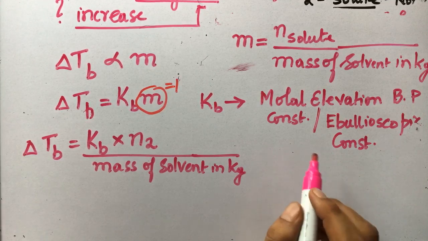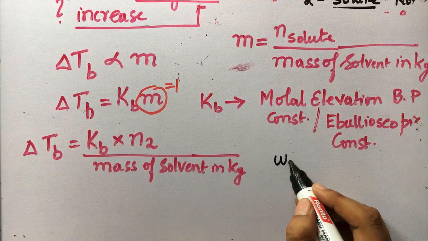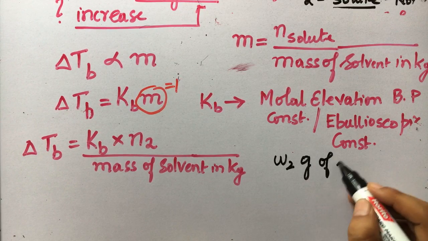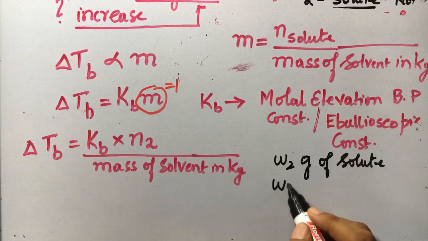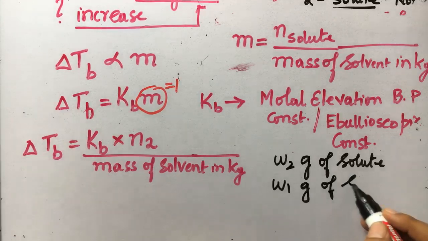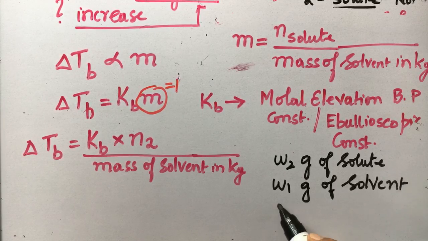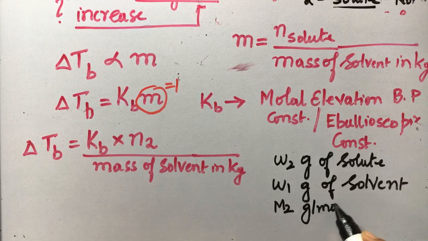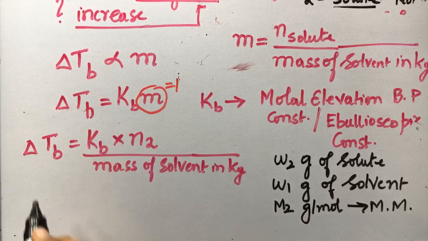Now let us say that for preparing the solution we have used W2 grams of solute dissolved in W1 grams of solvent, whose molar masses are M2 and M1. M2 gram per mole is the molar mass of the solute. Now let us do these substitutions here.